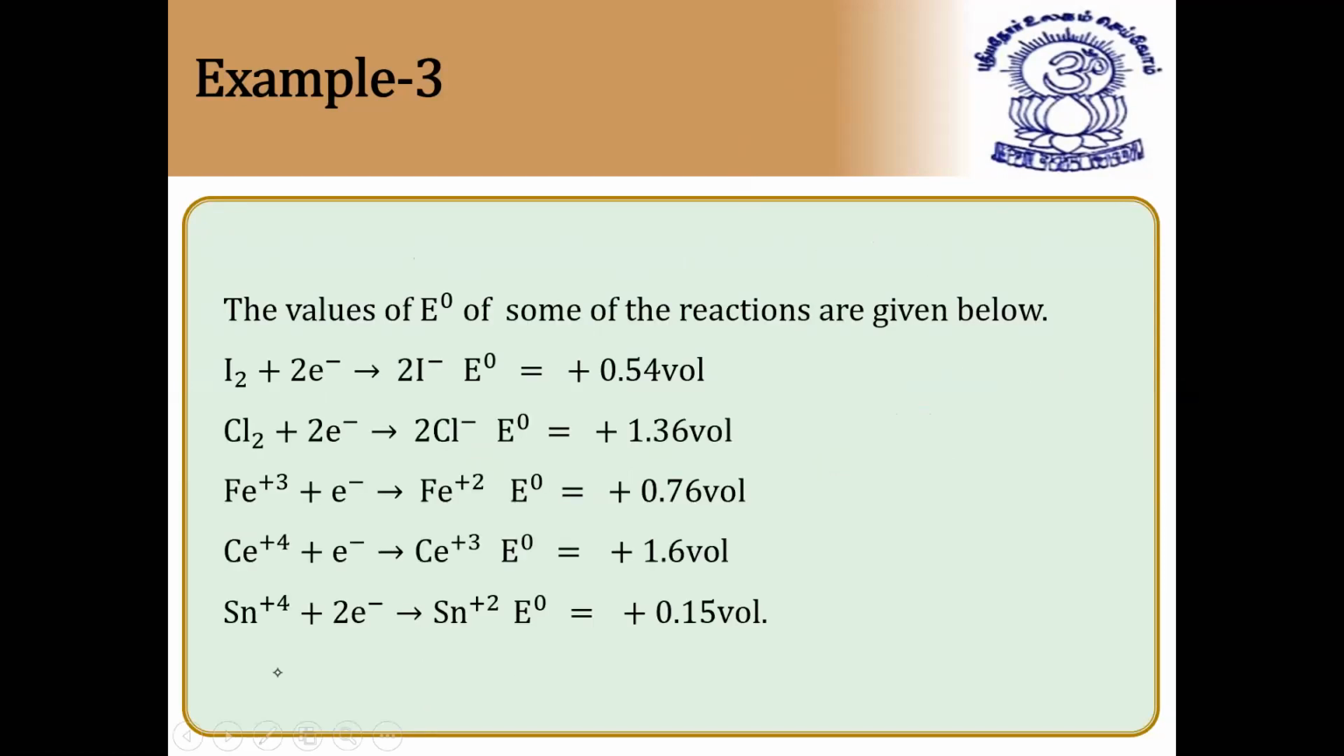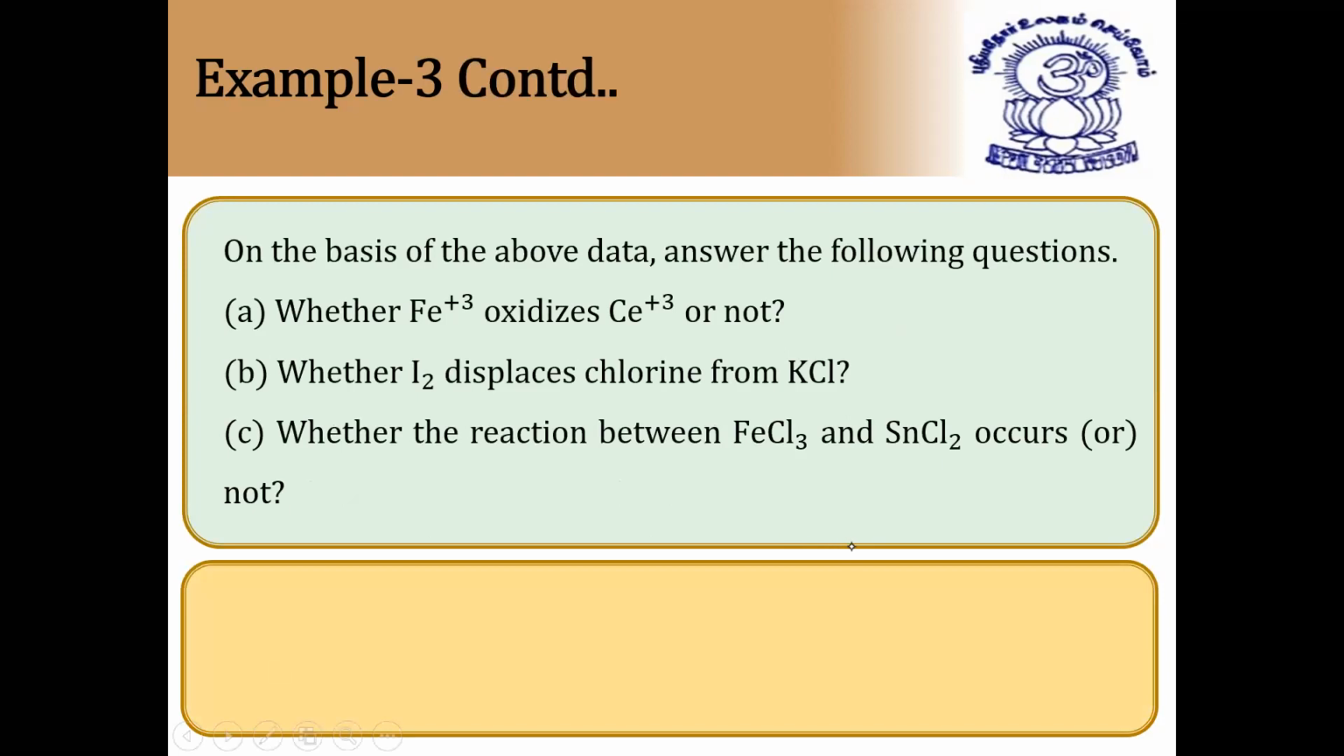Next, very important question. The values of E degree of some of the reactions are given below. I2 gains 2 electrons and forms 2I minus, that is, the reduction potential of iodine is given, equal to 0.54 volts. Chlorine gains 2 electrons and gives 2 Cl minus, equal to 1.36. Fe plus 3 changes to Fe plus 2, 0.76. Ce plus 4 gives Ce plus 3, E degree is 1.6 volts. Sn plus 4 plus 2 electrons gives Sn plus 2, E degree is plus 0.15. So all are positive values. On the basis of the above data, answer the following questions.